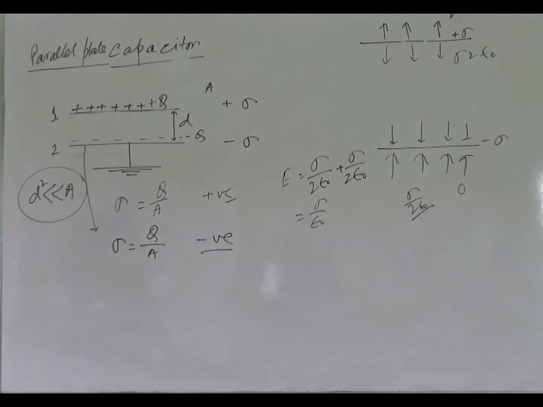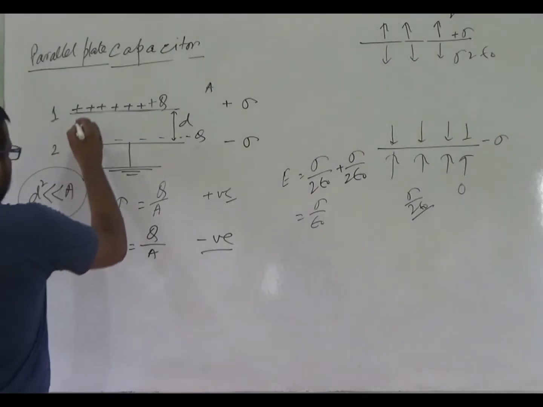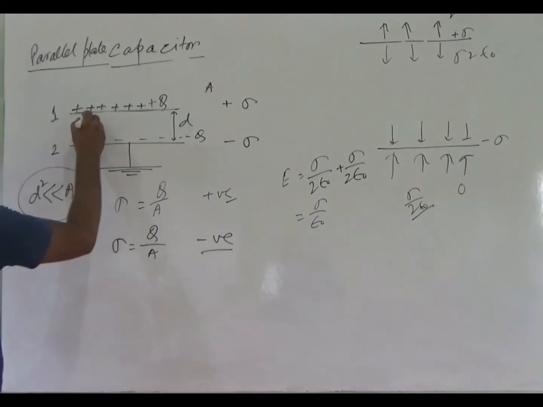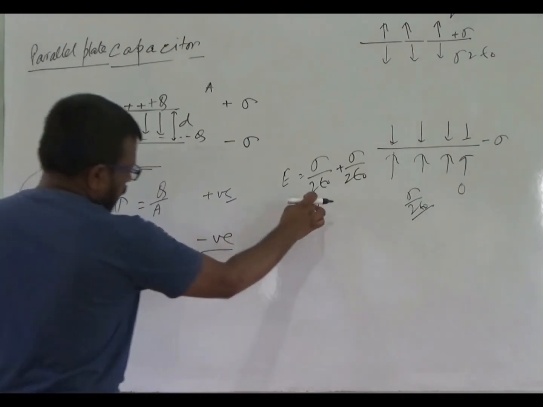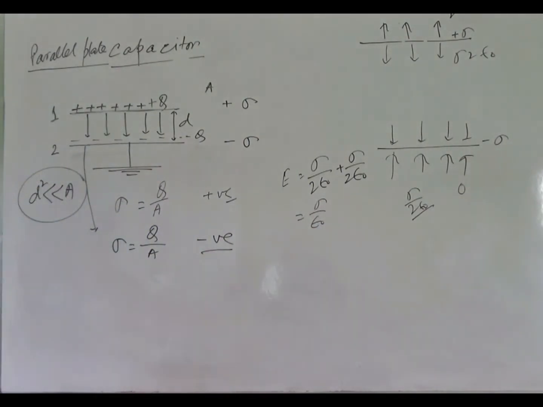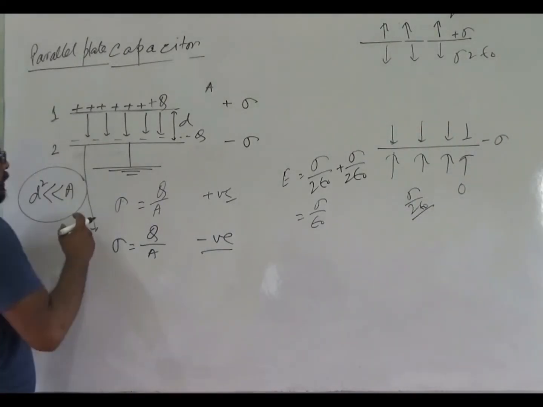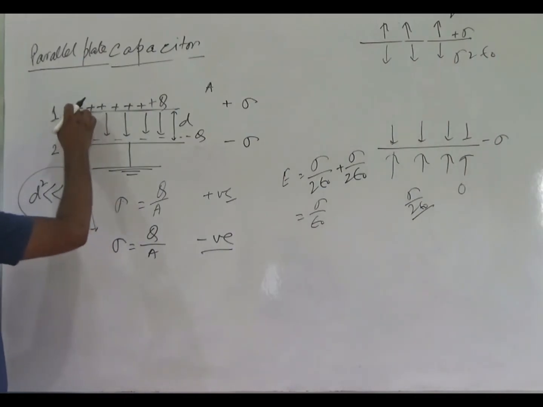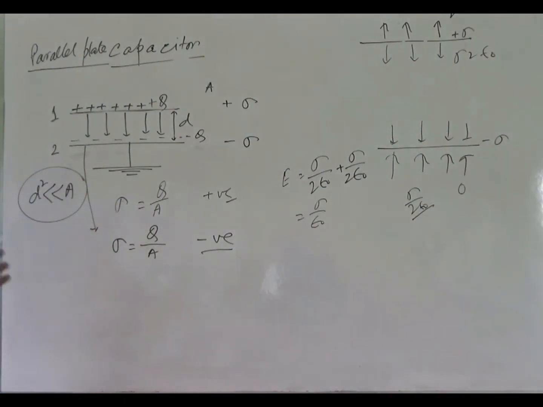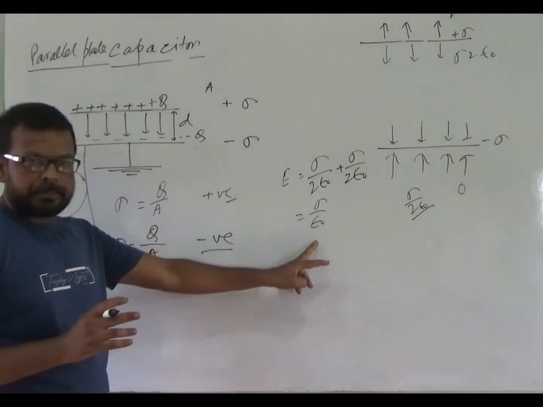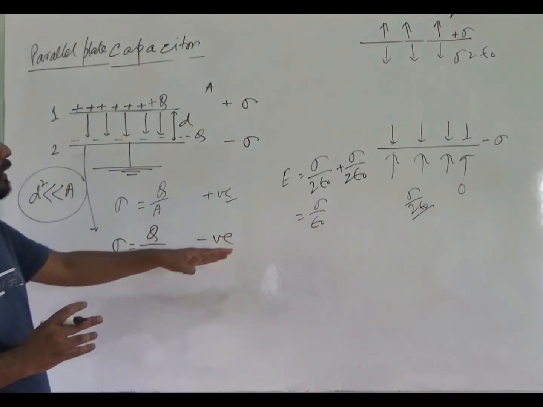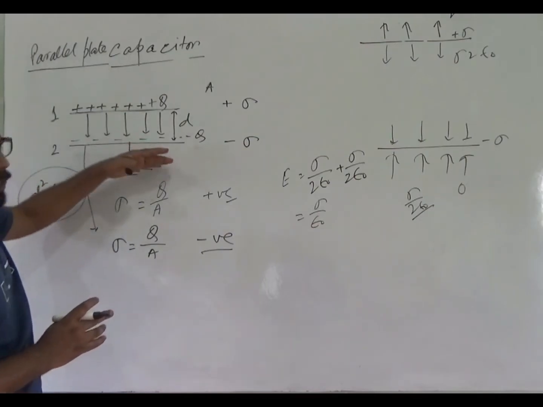Now we can say that the field between the two plates is sigma by epsilon 0, and its direction is from plate 1 to plate 2. Now the region between plate 1 and plate 2 has a uniform electric field of intensity sigma by epsilon 0, and its direction is from the positive plate to the negative plate.